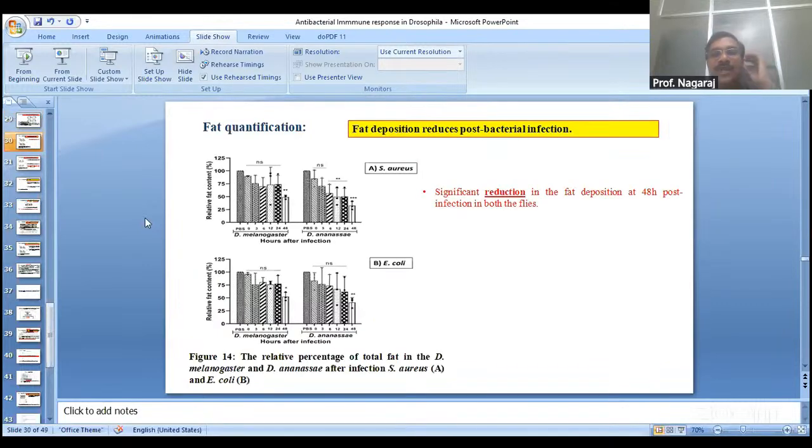For fat quantification, we quantified the fat deposition, which was reduced post-bacterial infection. Between the 2 bacterial strains, there is a significant reduction in fat deposition at 48 hours post-infection in both flies. And here, we observed no difference as far as fat quantification is concerned. As you can see, almost similar results are there, and then we moved on.